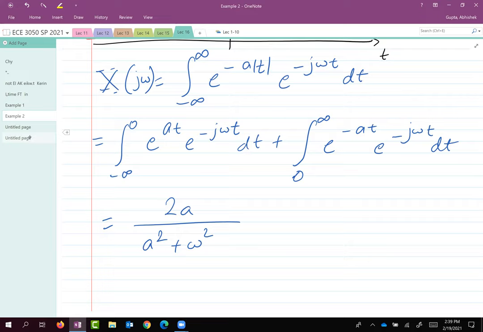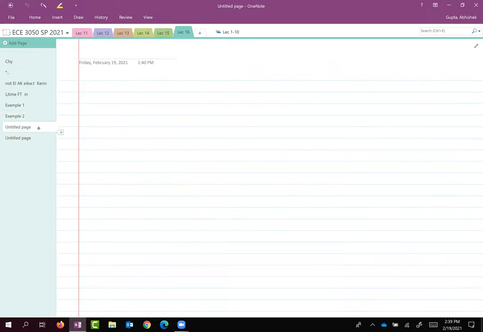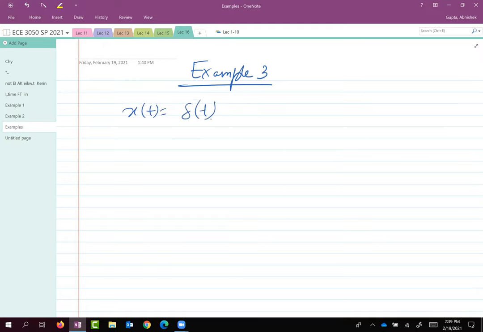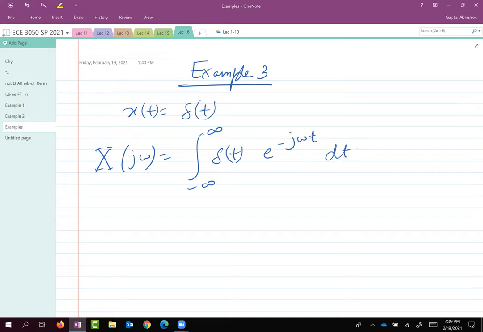Let's pick our favorite function for example 3. What's our favorite function in this class? It's the impulse function. The weirdest function in the signals and systems class. Let's look at X of j omega. That's the integral of delta t, e raised to minus j omega t dt.